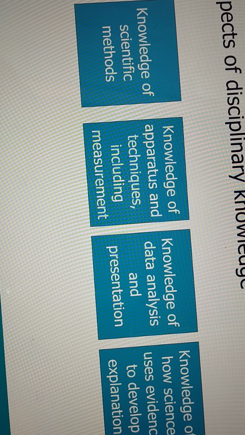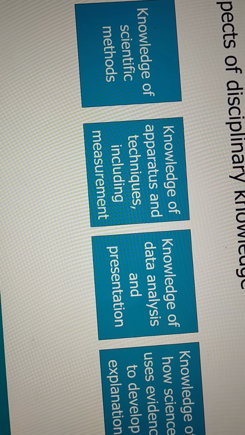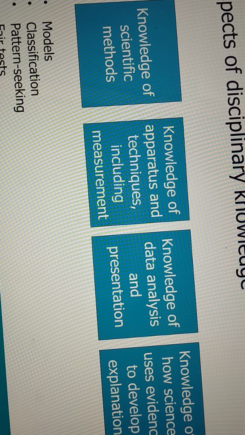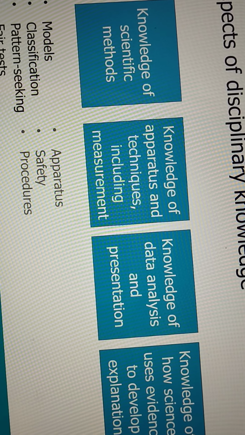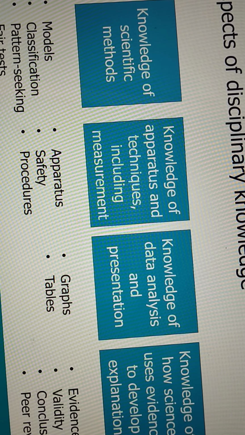Okay, so in the review we identify 4 possible aspects of disciplinary knowledge that you might want to think about when planning for progression of disciplinary knowledge over time. And we've got knowledge of scientific methods. So I'll put some examples to clarify what I mean here. Knowledge of apparatus and techniques. Knowledge of data analysis and presentation. And then knowledge of how science uses evidence to develop explanations.